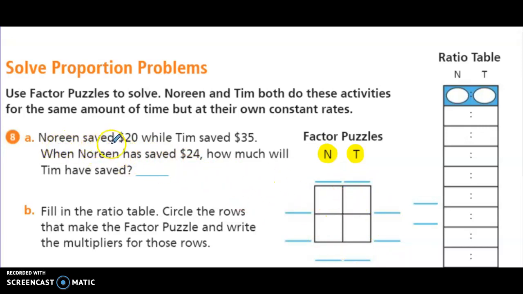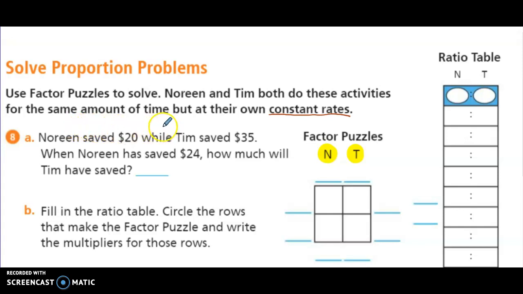So here's our first proportion problem. What's key is that we know these individuals are doing their actions at a constant rate. In other words, there is a rate taking place, which means there's a pattern to how they are saving. Noreen is saving $20 while Tim saved $35. So we'll just put N here, so anything underneath the N involves Noreen's information. Anything underneath the T for Tim involves his information.